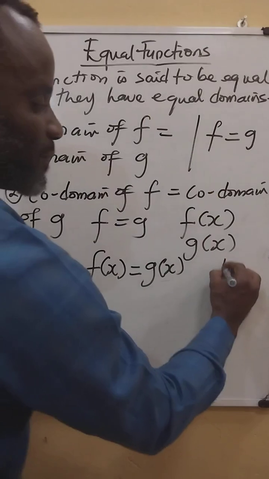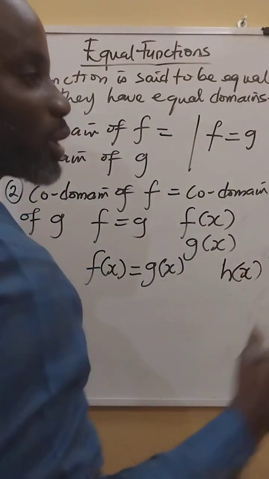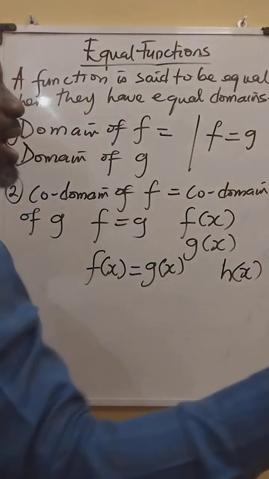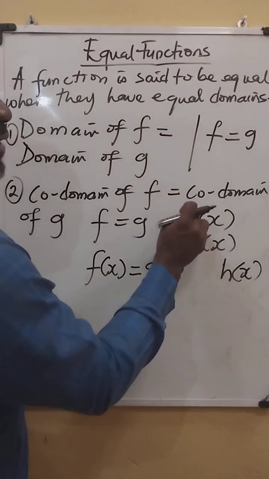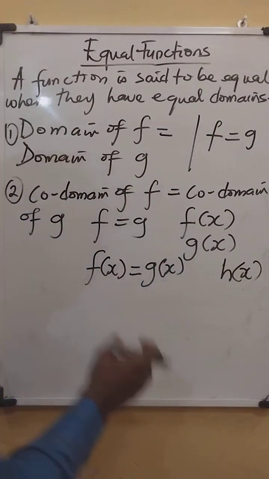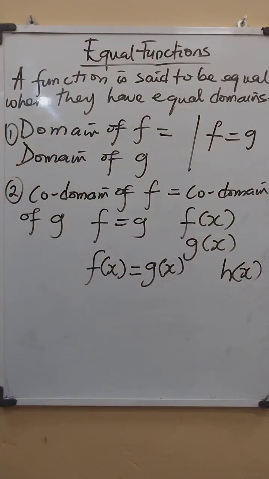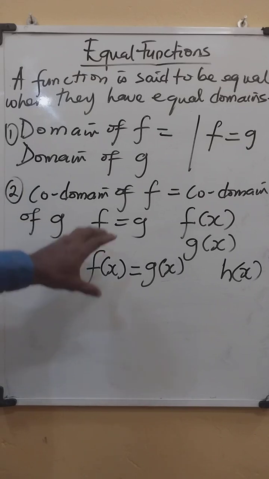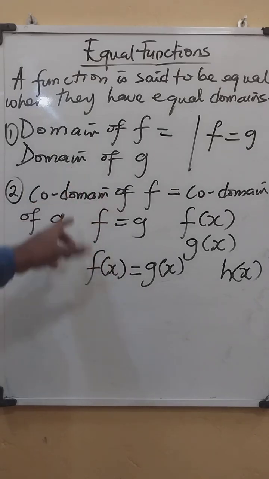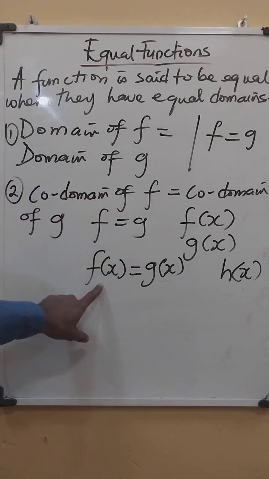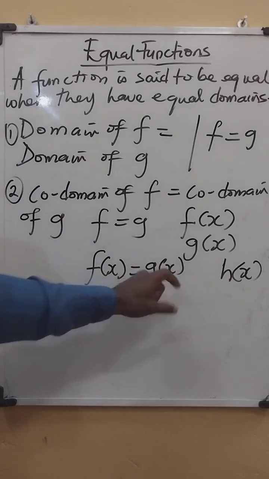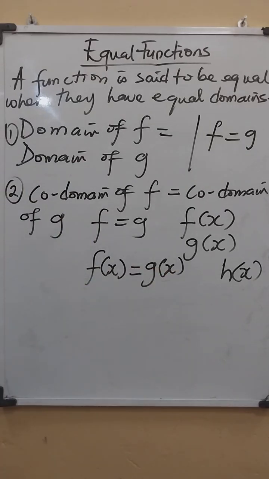It can be like this. But what you see very common is what? Is f and g. So take note of that. So it means that the value of the element of this function is equal to the value of the element of the other function.